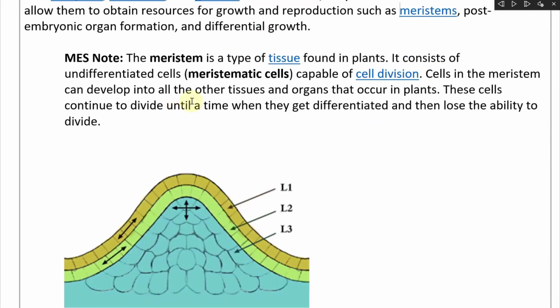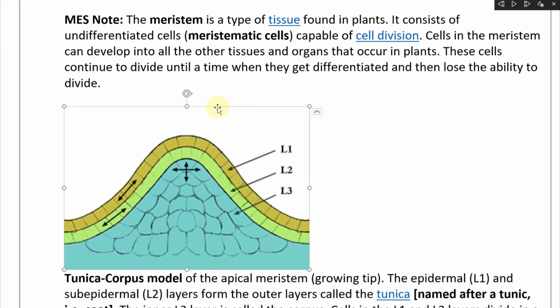So the meristem is a type of tissue found in plants. It consists of undifferentiated cells called meristematic cells, capable of cell division. Cells in the meristem can develop into all the other tissues and organs that occur in plants. These cells continue to divide until a time when they get differentiated and then lose the ability to divide.